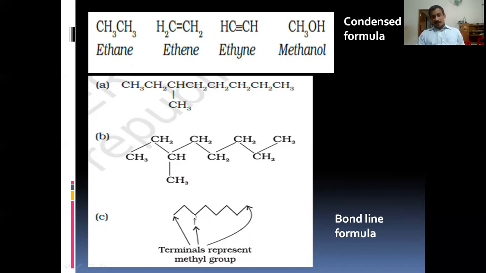Because three valencies of this carbon atom are satisfied with the three other carbon atoms. Only one valence is remaining, and that is satisfied by hydrogen. So here a CH group, here CH2, CH2, CH2, CH2, and here CH3. It is the bond line representation.